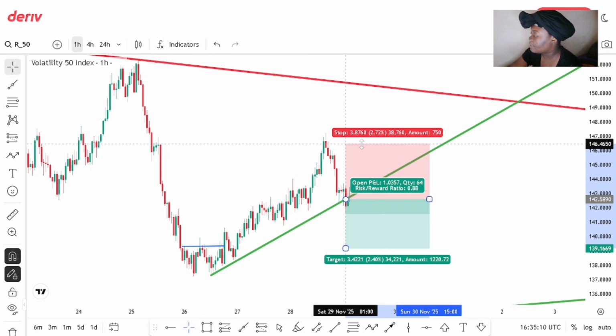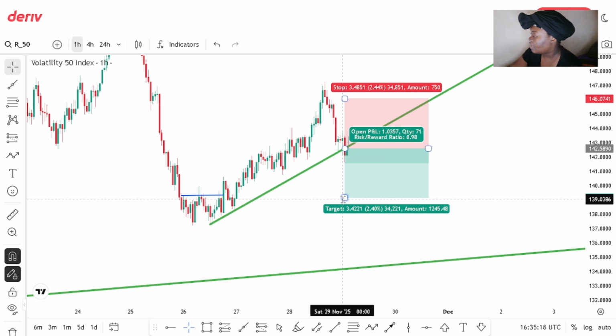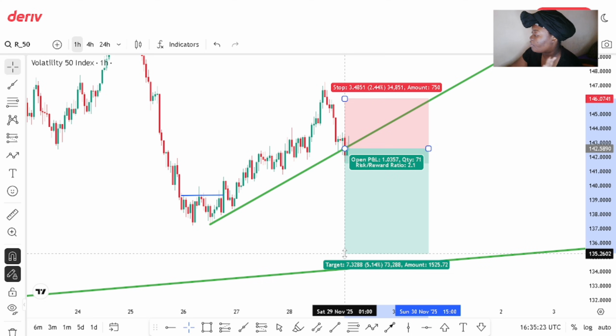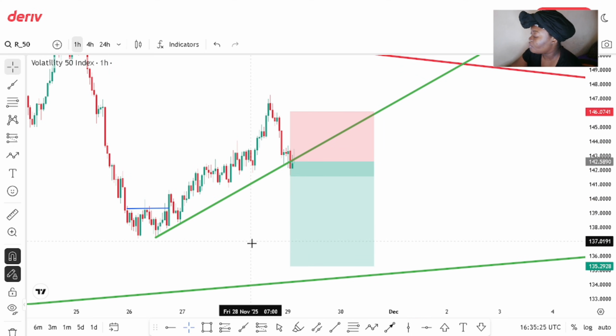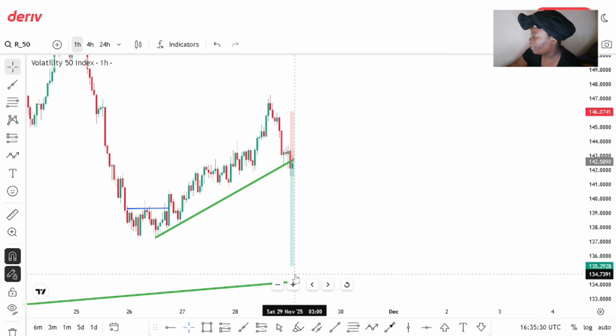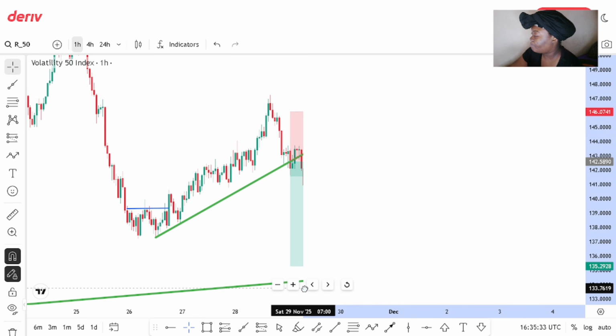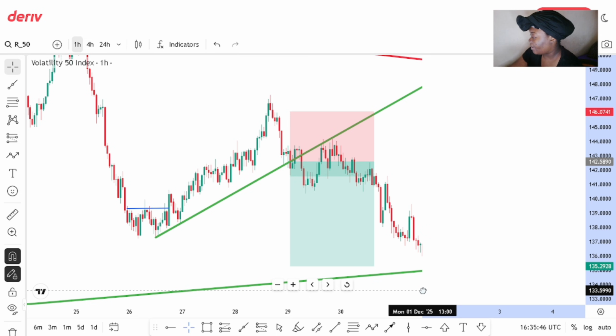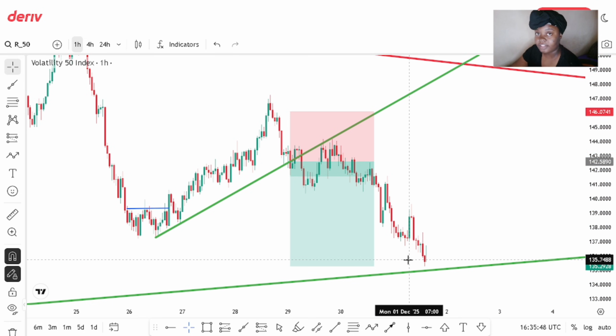Our stop is above the last swing high that the market created. And then you target either the swing low down here, or you target the green trend line. It just depends on what you want to target, the risk to reward that you want to go for also, and then you watch the market play out. Alright, it seems to be retesting the trend line there. Alright, and then eventually it fell.